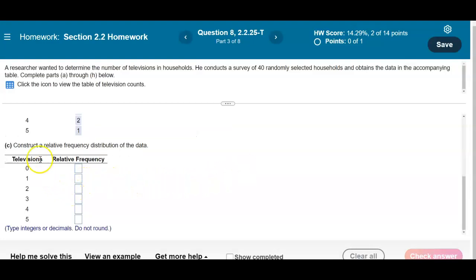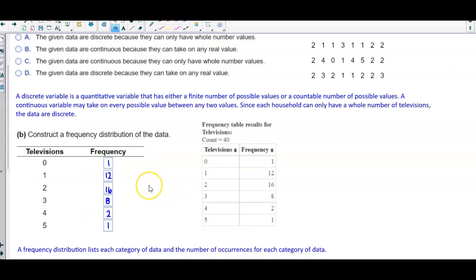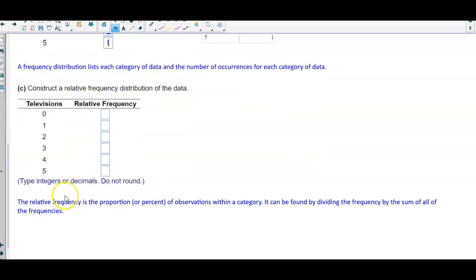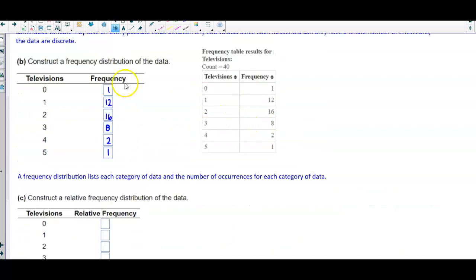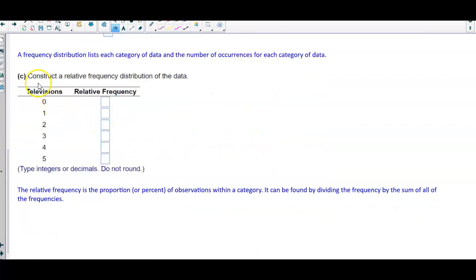Now we want to construct a relative frequency distribution of the data. Remember that the frequency distribution lists each category of the data and the number of occurrences for each category, which we did in Part B. For Part C, a relative frequency distribution gives the proportion or percent of observations within a category. It can be found by dividing the frequency by the sum of all the frequencies.